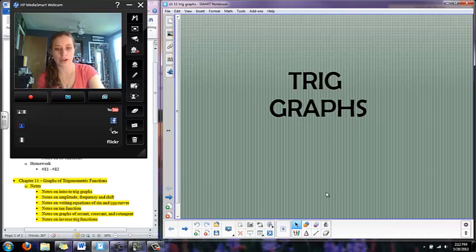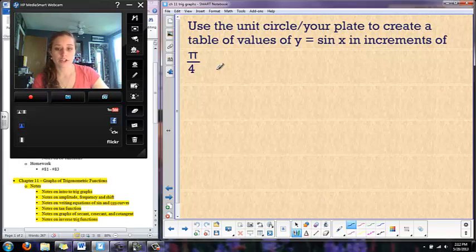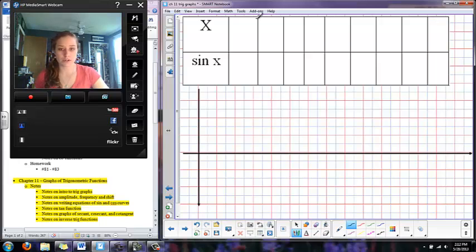So the trig graphs, and then we use the unit circle to create a table of values of y is equal to sine x in increments of pi over 4, which is the same thing as 45 degrees, and we did that yesterday. And we did that by making a table of those values and then going through and plotting them out on a set of axes. And let me just remind you about how that looks.